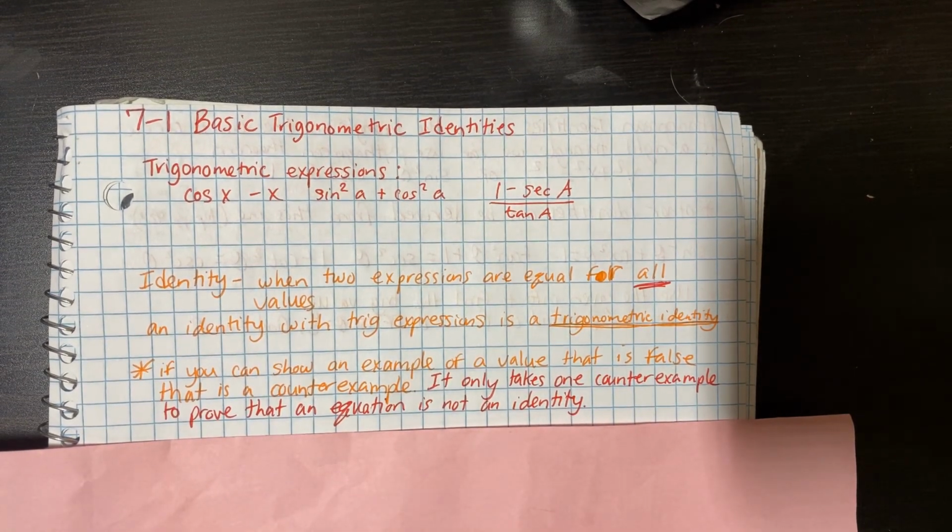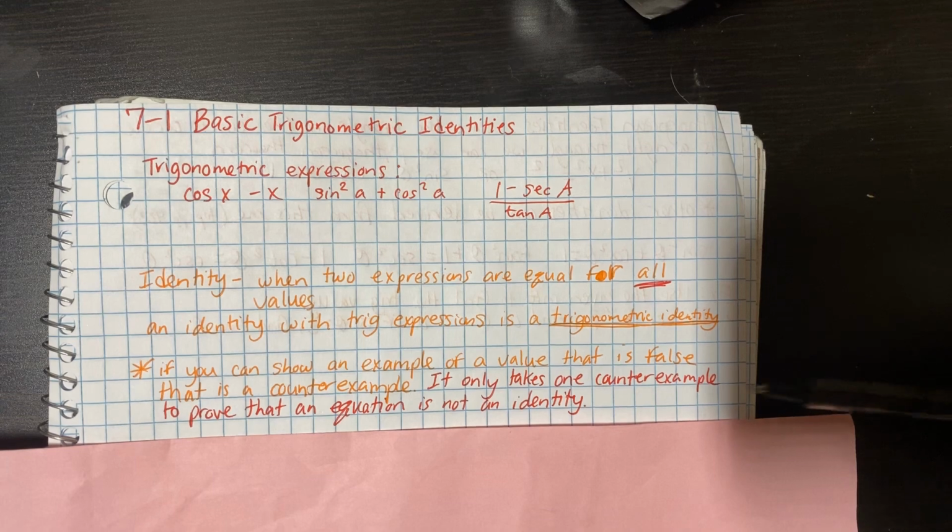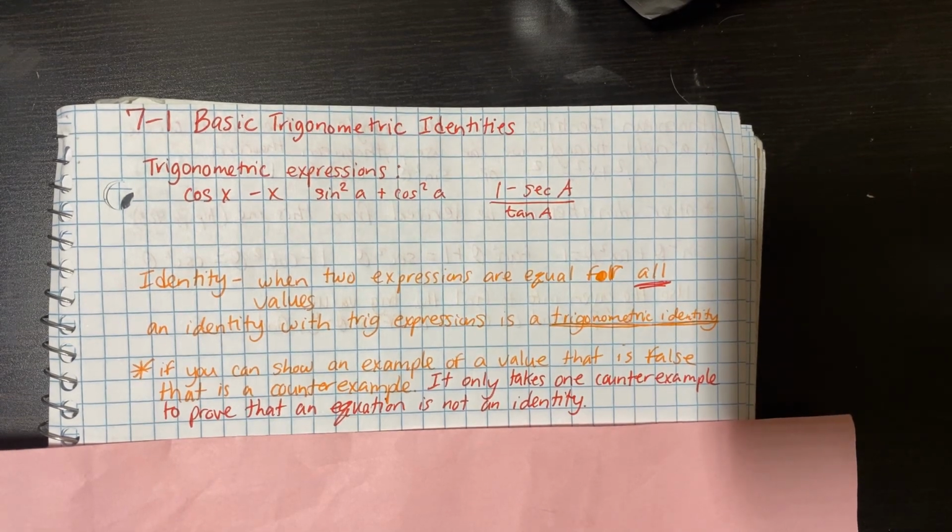If you can show an example of a value that is false in the trigonometric identity, that is a counterexample, and that instantly proves that the equation or the identity is not true. It is not an identity. Okay, so it only takes one counterexample.